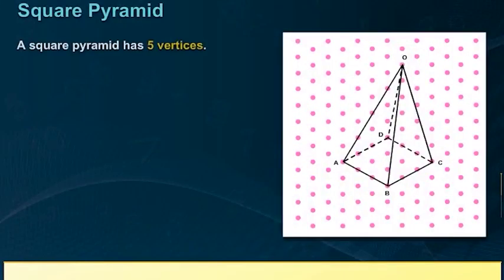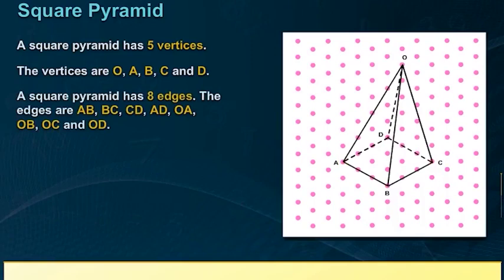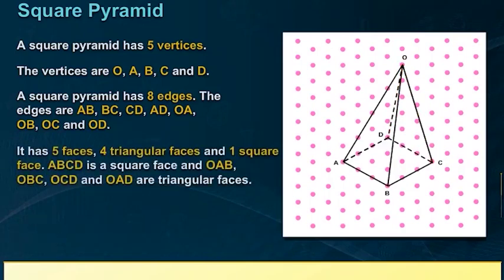Square pyramid. A square pyramid has 5 vertices. The vertices are O, A, B, C, and D. A square pyramid has 8 edges. The edges are AB, BC, CD, AD, OA, OB, OC, and OD. It has 5 faces, 4 triangular faces and 1 square face. ABCD is a square face, and OAB, OBC, OCD, and OAD are the triangular faces.